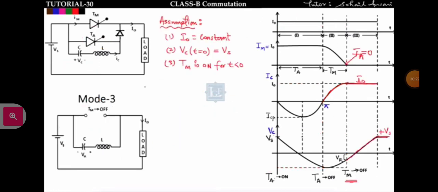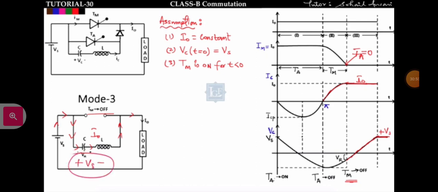And what is happening in mode 3? In mode 3, the main thyristor is already in off state, so the supply voltage is charging the capacitor like normal, and the capacitor current will be equal to I naught, that we have seen in mode 3. So in mode 3 the capacitor will again charge from minus VR to plus Vs, and the polarity will be like this.